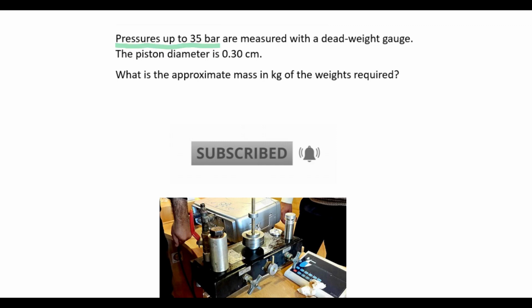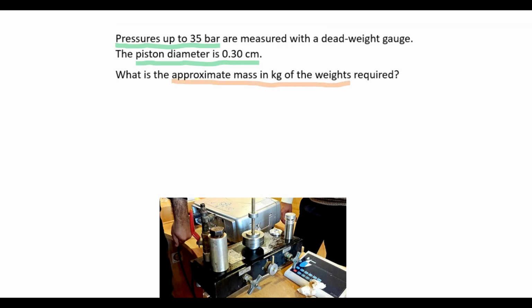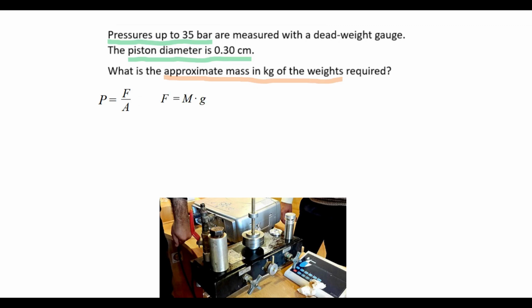You are given the maximum pressure of 35 bar and piston diameter of 0.30 centimeters. The goal is to find the approximate mass of weight in kilograms required. First, pressure equals force divided by area. Second, force equals mass times the acceleration of gravity, with force being equal to mass times the acceleration of gravity.